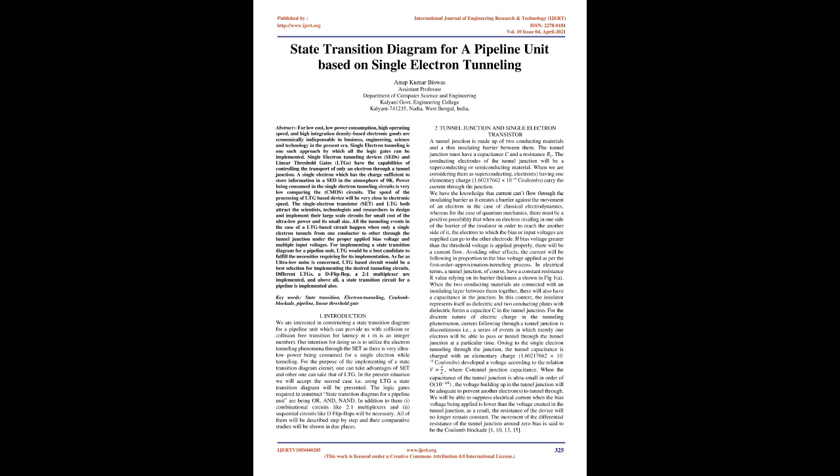For implementing a state transition diagram for a pipeline unit, LTG would be the best candidate to fulfill the necessities required for its implementation. As far as ultra-low noise is concerned, an LTG-based circuit would be the best selection for implementing the desired tunneling circuits. Different LTGs, a D flip-flop, and a 2:1 multiplexer are implemented, and above all, a state transition circuit for a pipeline is implemented also. Keywords: state transition, electron tunneling, Coulomb blockade, pipeline, linear threshold gate.